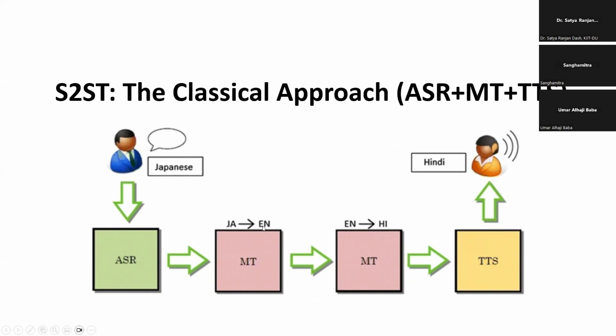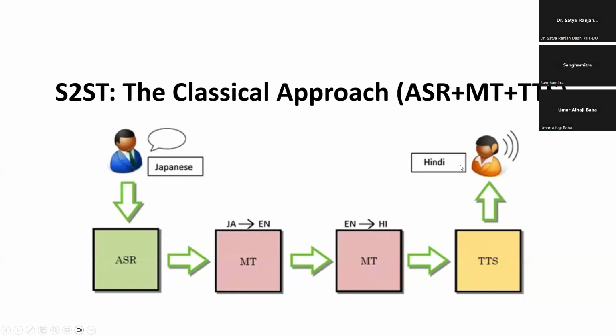to text in Japanese. And then you have a machine translation module, which is converting Japanese text to English text. And then another machine translation module, which is converting English text to Hindi text. And finally, the text-to-speech module, which will convert the Hindi text to Hindi speech.